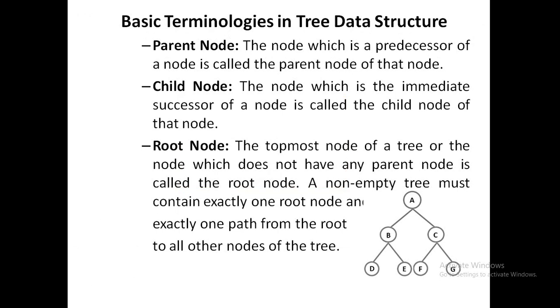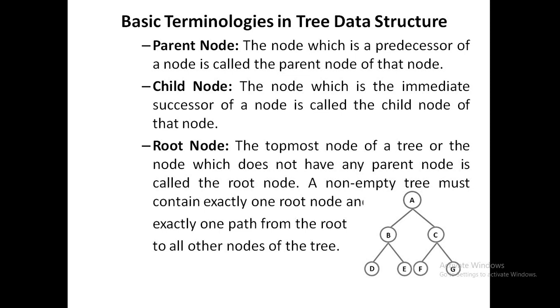Basic terminologies in tree data structure. Certain terminologies are important while traversing a tree. Parent node. The node which is a predecessor of any node is called its parent node. So here for node B, A is the parent node, and for node F we can say C is the parent node. Child node. The node which is the immediate successor of a node is called the child node of that node. Node B is the child node of node A, and node F and G are the child nodes of node C. Node D and E are the child nodes of node B.